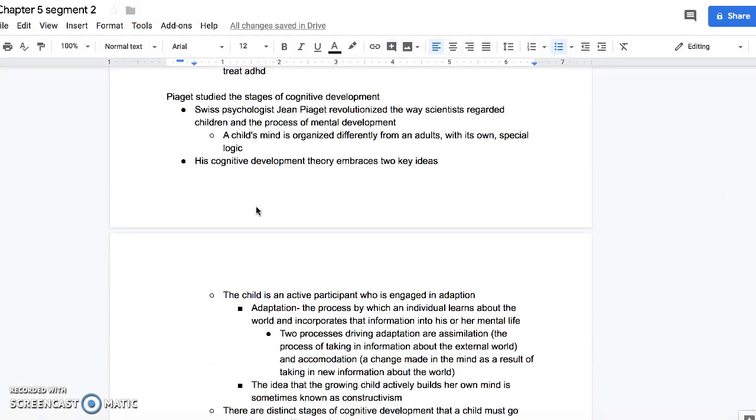Next, we have Piaget, who studied the stages of cognitive development. He was a Swiss psychologist who revolutionized the way science regarded children and the process of mental development. He said that a child's mind is organized differently from an adult's, with its own specific logic.